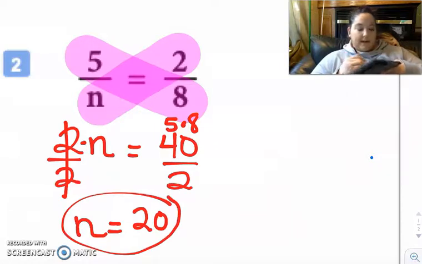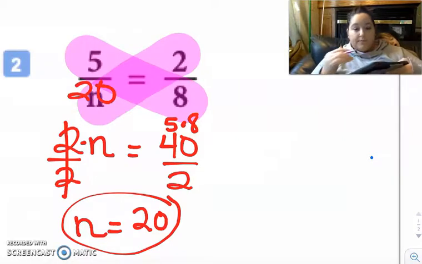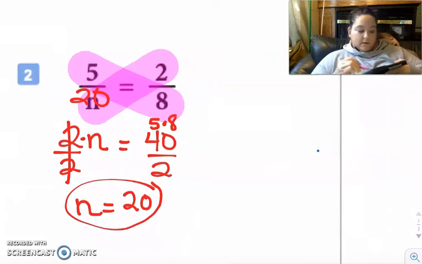So that's saying that 5 over 20 is the same as 2/8. Okay? Now we could try solving this using a giant 1. I'm going to show you that just so you can see it. But it is a little bit trickier.